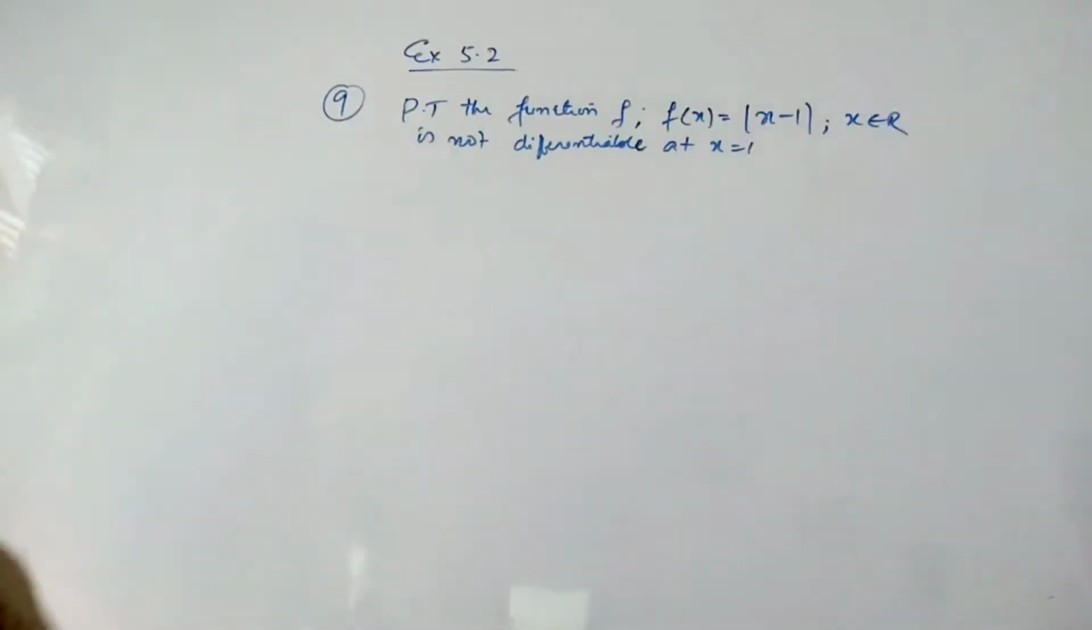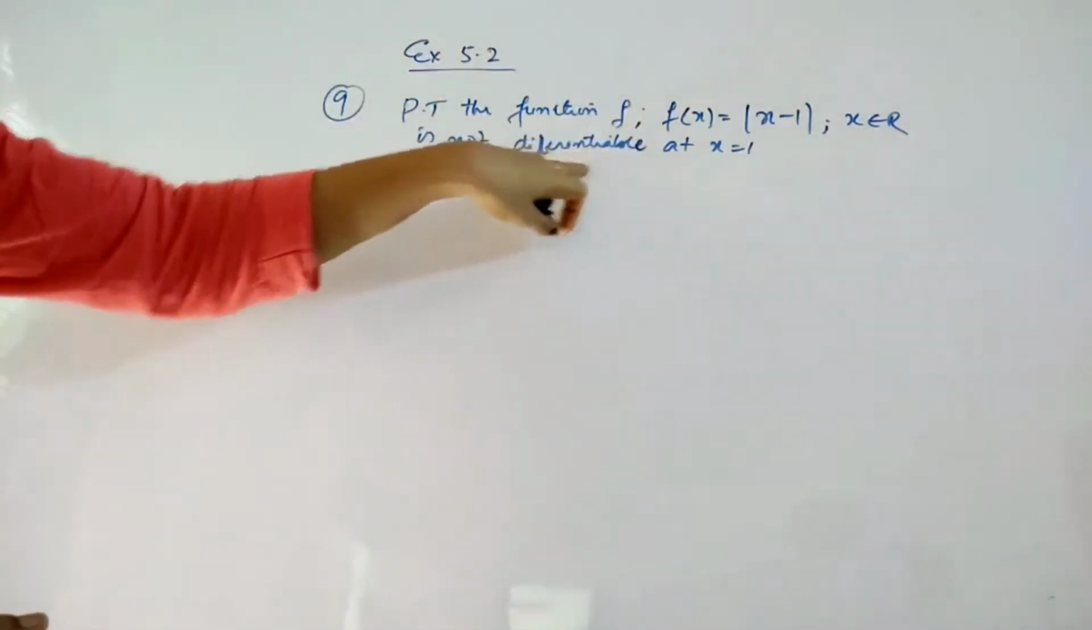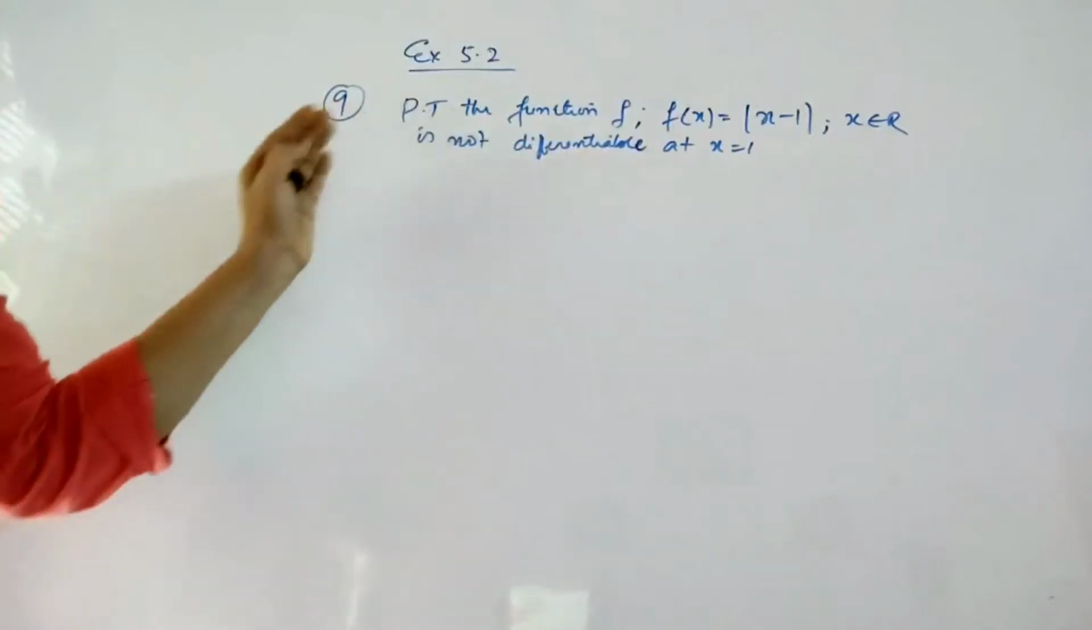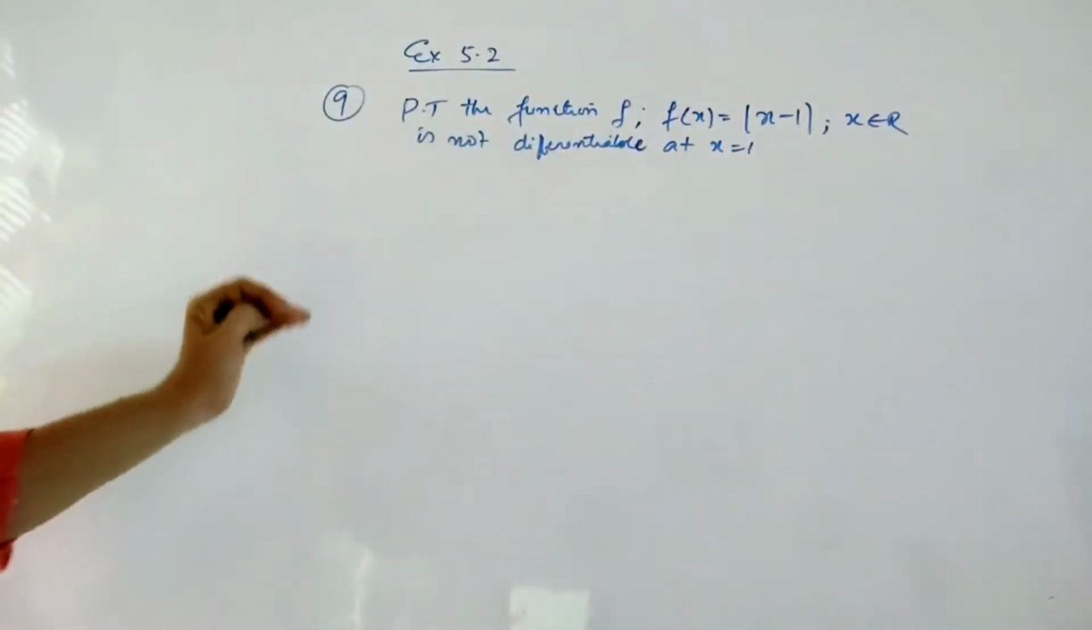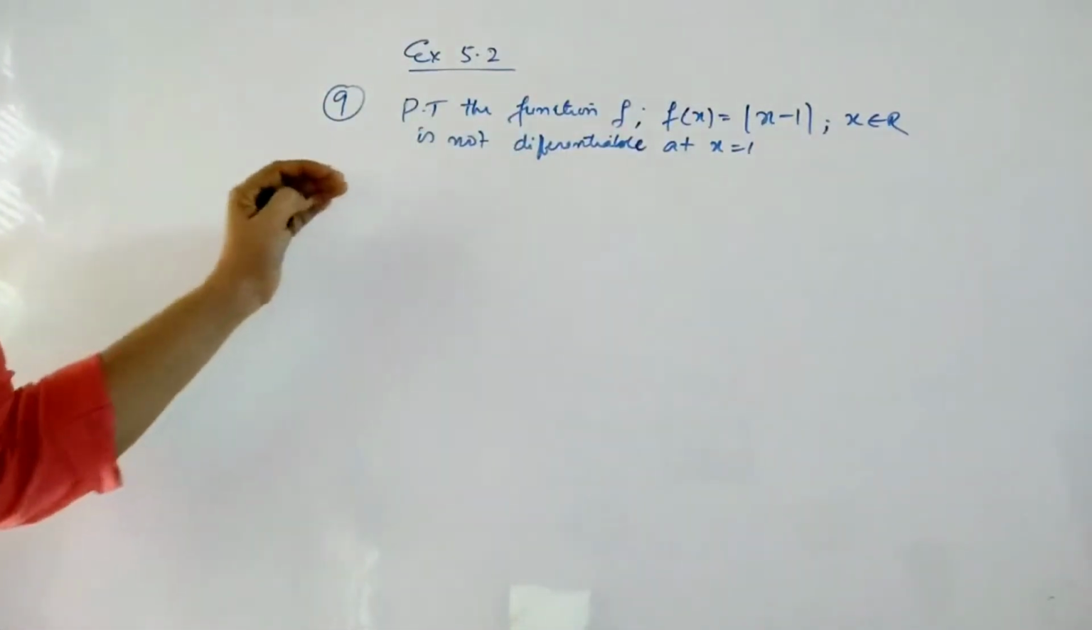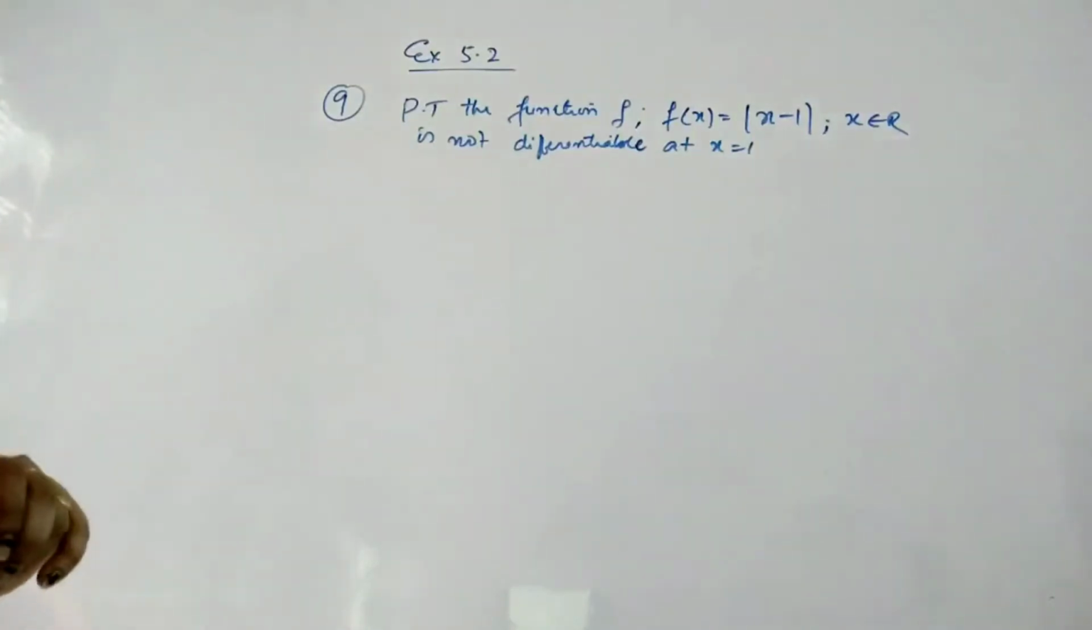Ninth question is, prove that the function f given by f(x) = |x − 1|, where x belongs to R, is not differentiable at x = 1. So for this, in order to prove that it is not differentiable, we need to find the left hand derivative and right hand derivative and show that both have different values. They are not equal. Understood?